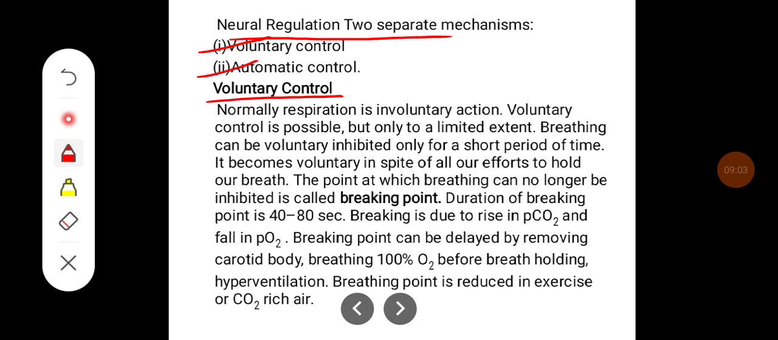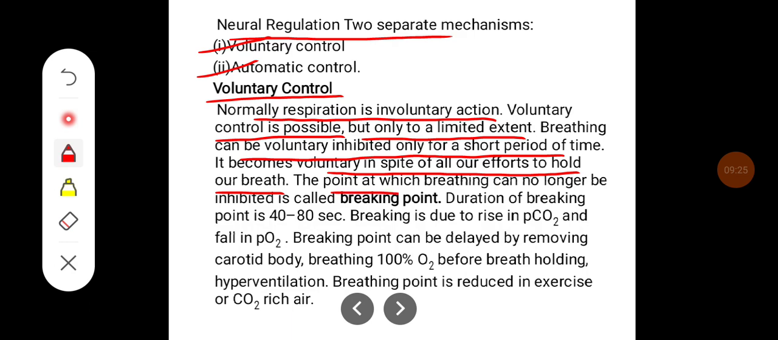When you come to the voluntary control, normally respiration is involuntary in action. Voluntary control is possible, but only to a limited extent. Breathing can be voluntarily inhibited only for a short period of time. It becomes involuntary in spite of all our efforts to hold our breath.